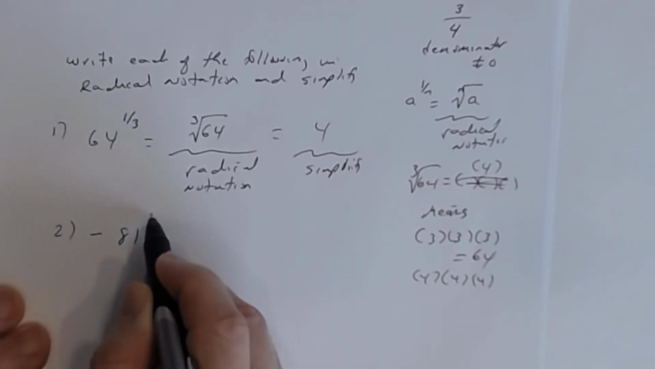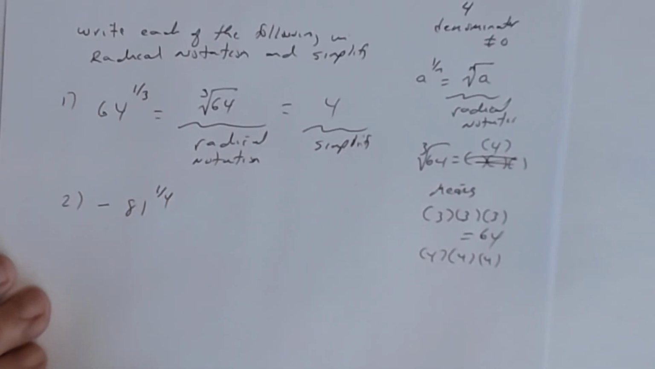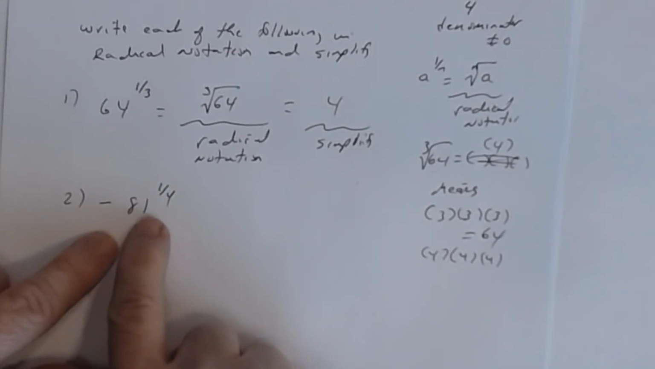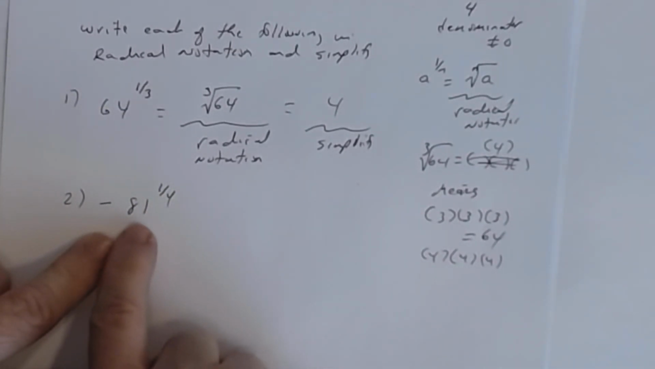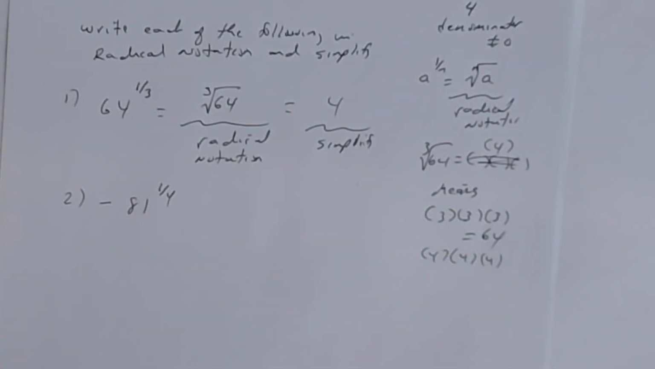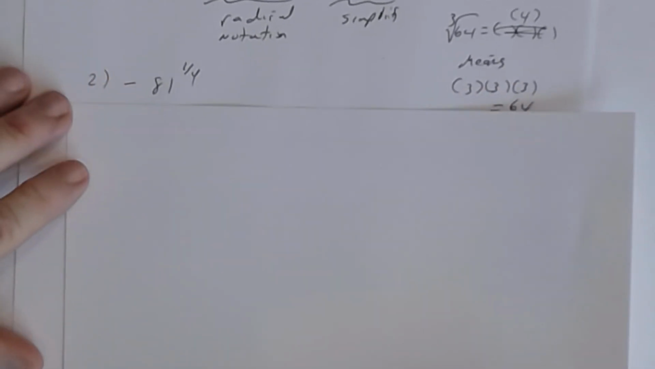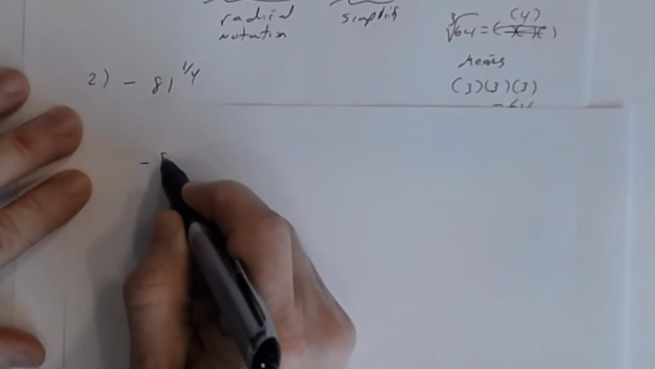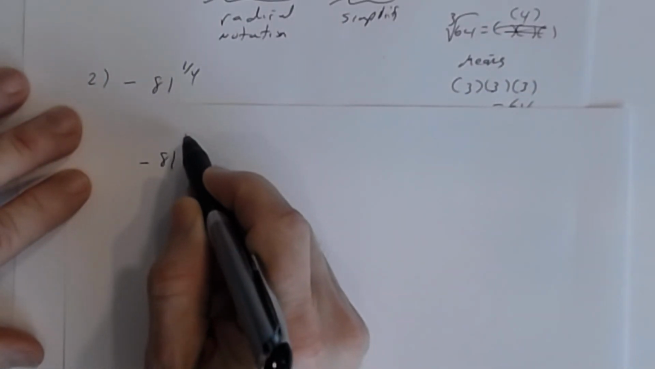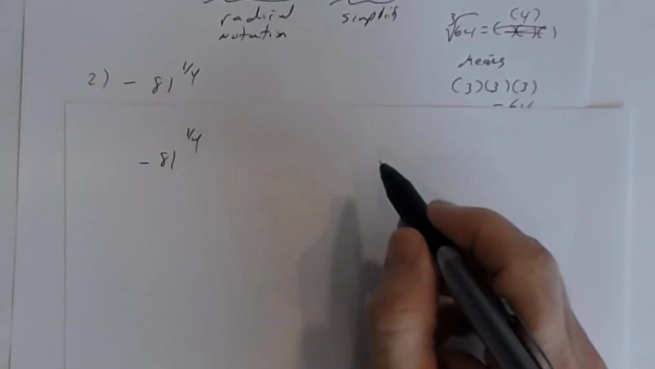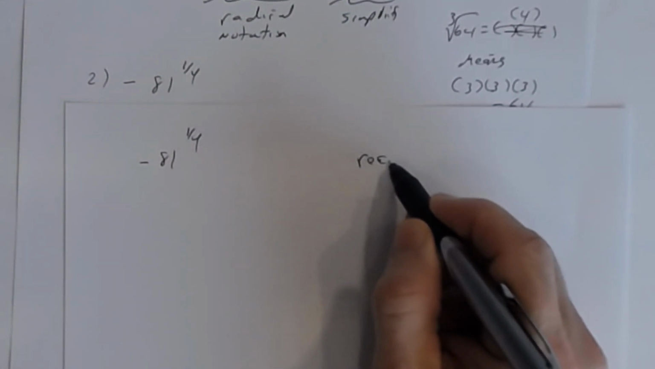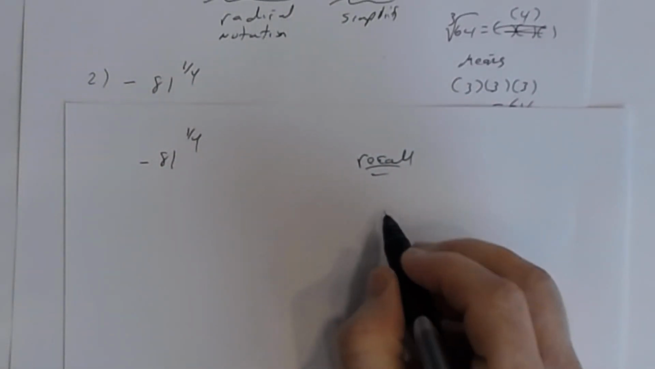Negative 81 to the 1/4. Now you got to be careful with this one, because some students are going to make a mistake, and I'm going to go ahead and put that here on another sheet. Some students are going to make this mistake: negative 81 raised to 1/4. I want you to remember something from a previous course.